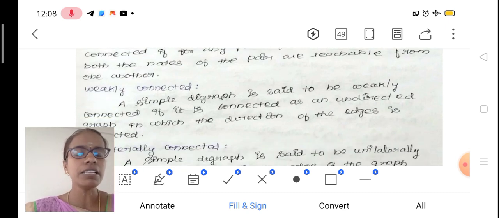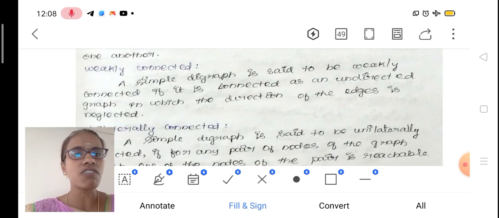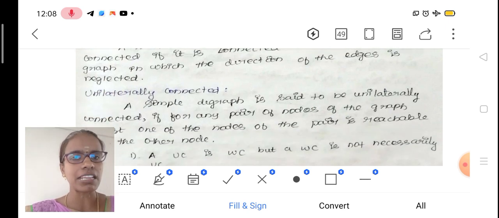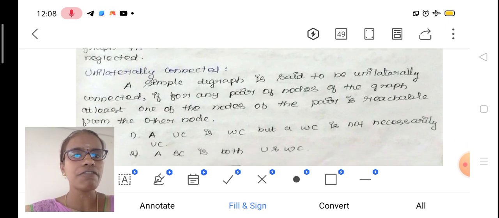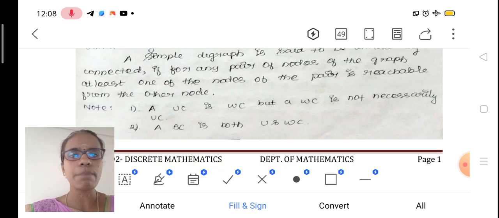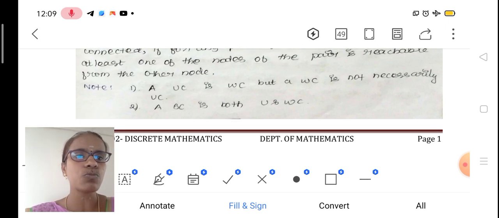Weakly connected: a simple digraph is said to be weakly connected if it is connected as an undirected graph, in which the direction of the edges is neglected. Unilaterally connected: a simple digraph is said to be unilaterally connected if for any pair of nodes of the graph, at least one of the nodes of the pair is reachable from the other. So a unilaterally connected graph is weakly connected, but a weakly connected graph is not necessarily unilaterally connected. Strongly connected is both unilaterally as well as weakly connected.